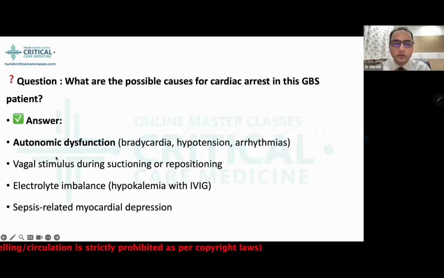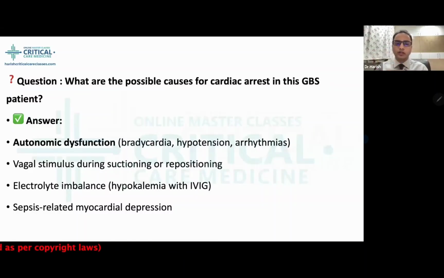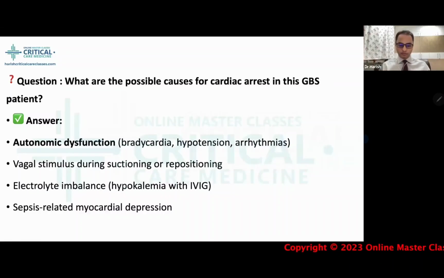Others include vagal stimulation during suctioning and repositioning. That's why you don't do suctioning vigorously in GB syndrome. With tracheal suctioning and so on, you might have vagal nerve stimulation with a bradycardia, or it may be because of electrolyte imbalance, because our gentleman received the IVIG therapy, which is known to cause hypokalemia.